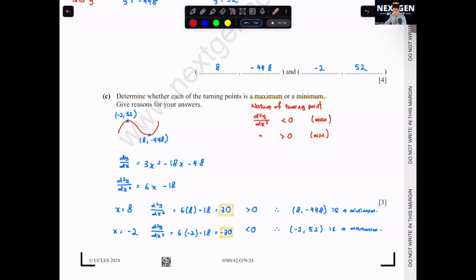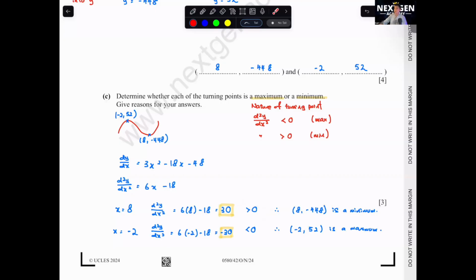Okay, clear? How to use this one to double check? Because in the final answer, a lot of students will do this: more than 0, maximum; less than 0, minimum. This is a common mistake because you'll think, oh, more than means max, it's a max value; less than, minimum, it's a small value, so we call it a minimum. No, it is the opposite of the statement.